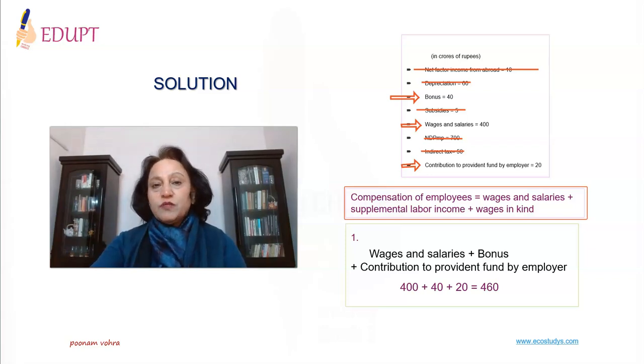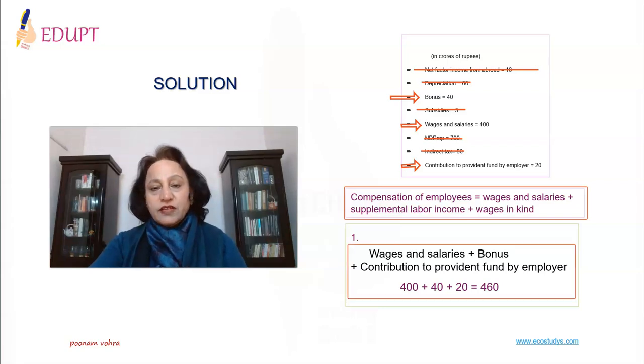That means compensation of employees is equal to wages and salaries plus bonus plus contributions by employer to the provident fund, which is 400 plus 40 plus 20, that is 460 crores of rupees is the compensation of employees.